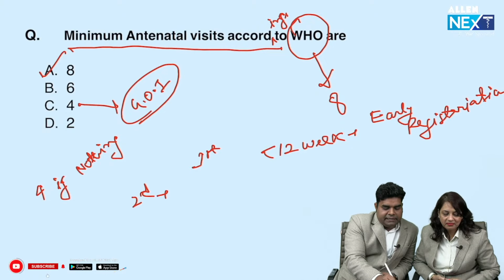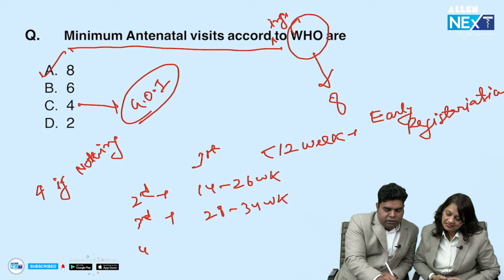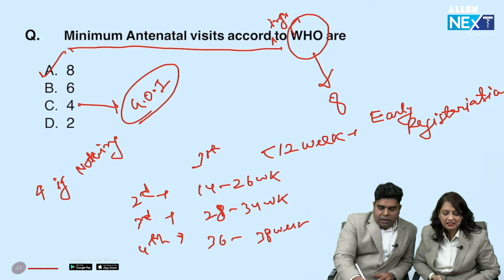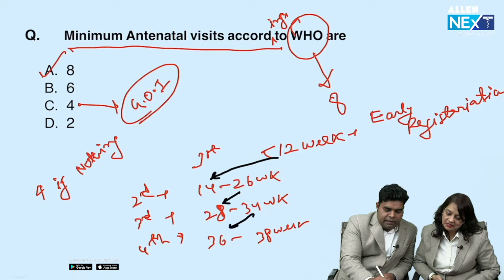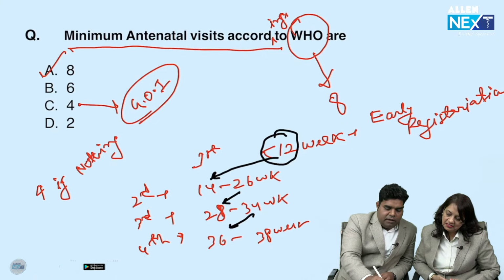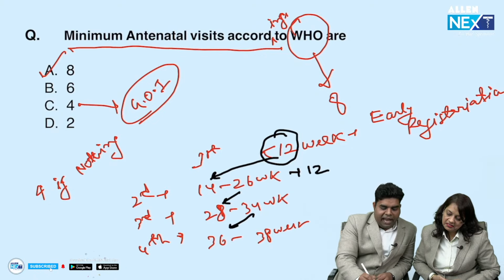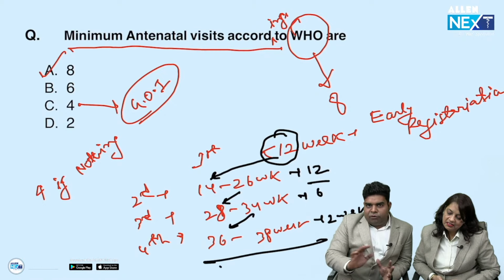The second visit is 14 to 26 weeks. Third visit is between 28 to 34 weeks. And fourth visit is between 36 to 38 weeks. So how to remember it? Very simple. Every time you can see the gap is of 2 weeks between any two visits. And then we start with 12. 14 to 26 is also a 12 gap. 28 to 34 is 6. So 12 divided by 6 will be 2 weeks, and 2 weeks is this 36 to 38. So these are the 4 visits.